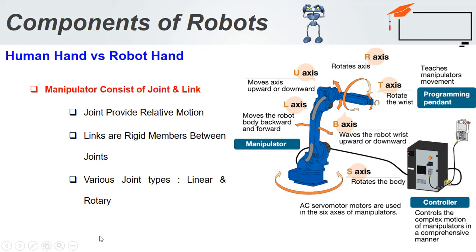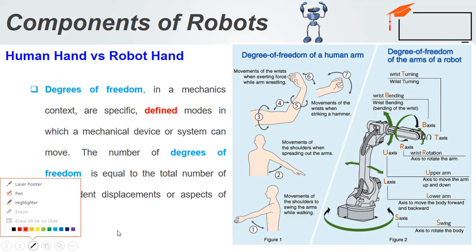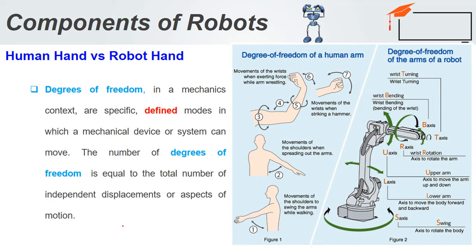That means for an object in space, if you take an object, this is my object, and this is my axis. It can move along x, move along y, move along z, and rotate along x, rotate along y, rotate along z.